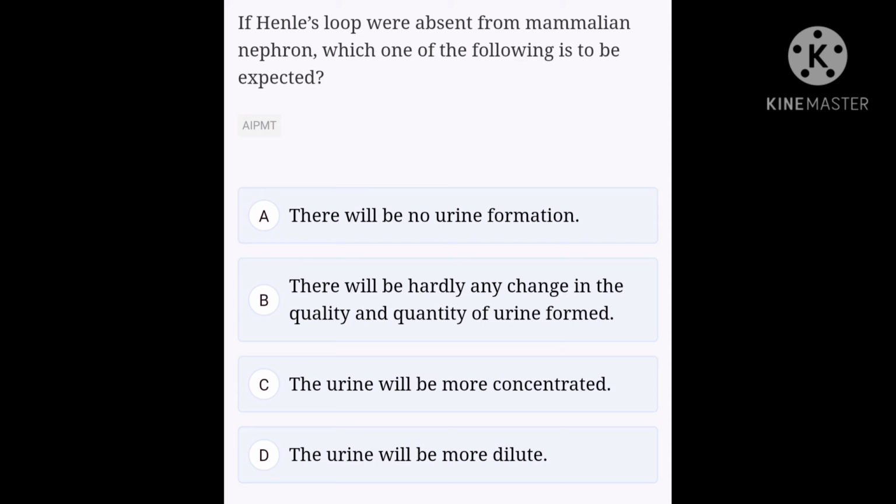Reabsorption is a process by which useful constituents of glomerular filtrate are returned into the bloodstream. It occurs in convoluted tubules, that is, proximal convoluted tubule, as well as loop of Henle. Basically, loop of Henle, in association with vasa recta, plays an important role in the counter-current mechanism. It is the process which makes urine hypertonic, which is more concentrated. Therefore, if Henle's loop was absent from mammalian nephron, the urine will be more dilute. Hence, option D is the right answer for this question.